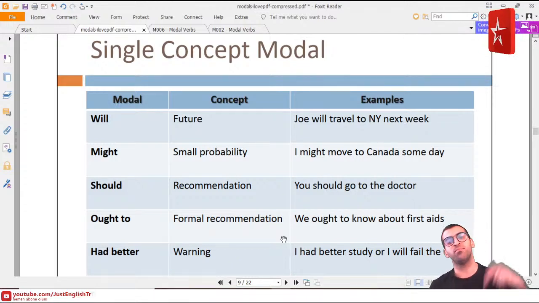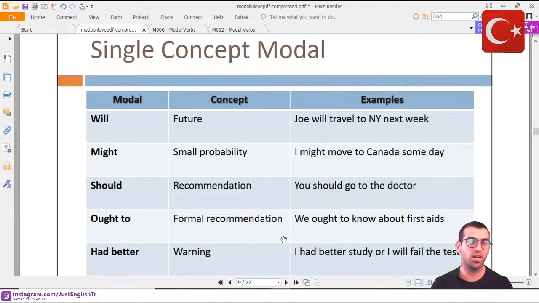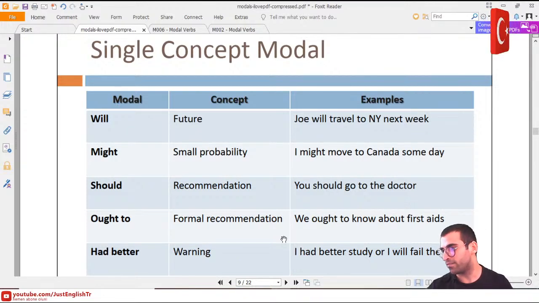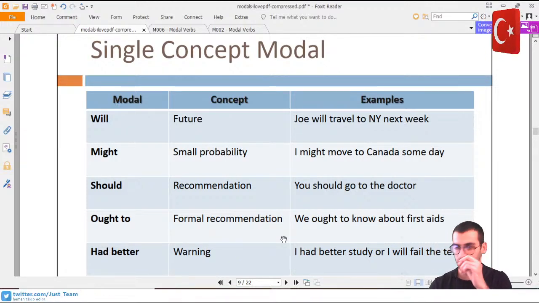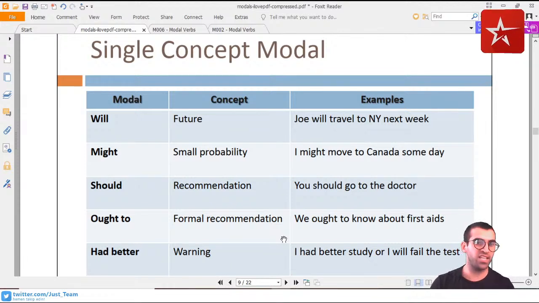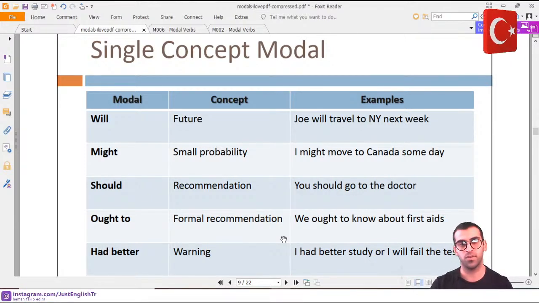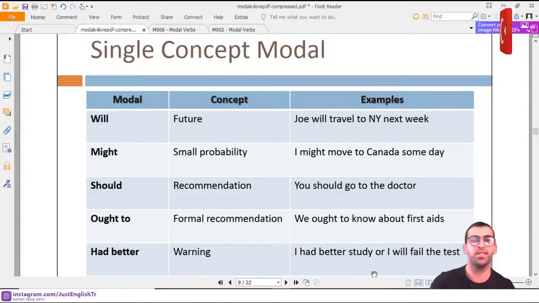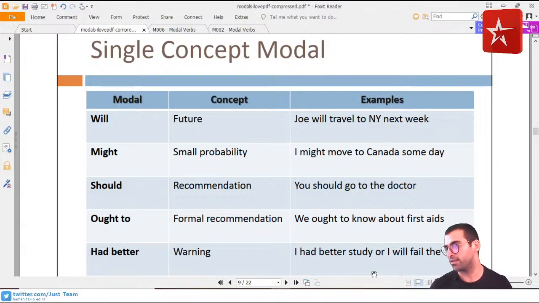For example, I had better study or I will fail the test. I'd better save money, otherwise I will be broke. It means I will lose all my money. I will be broke. And had better, as you see, we use it for warning. I had better study or I will fail the test. That's the great sentence I showed you.